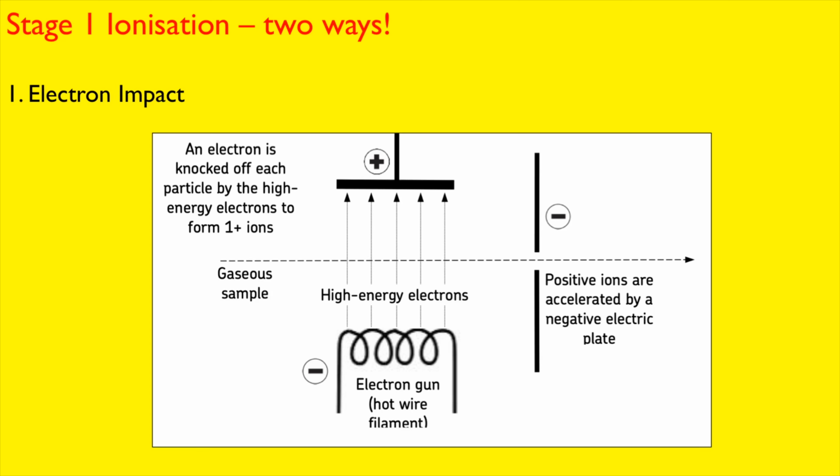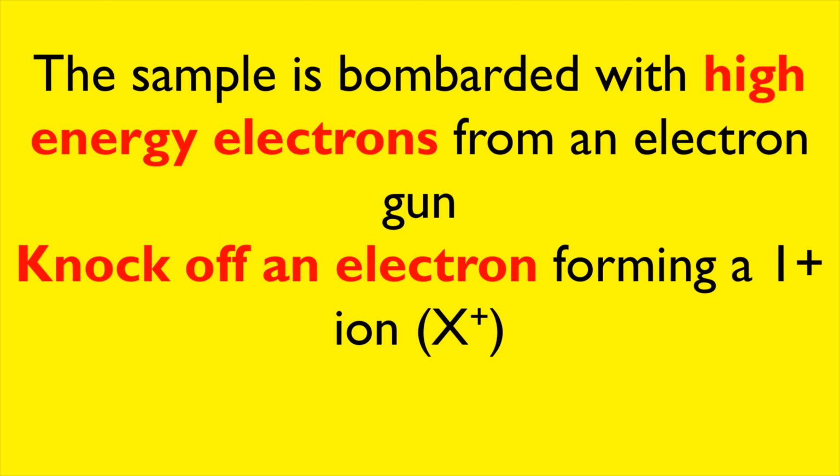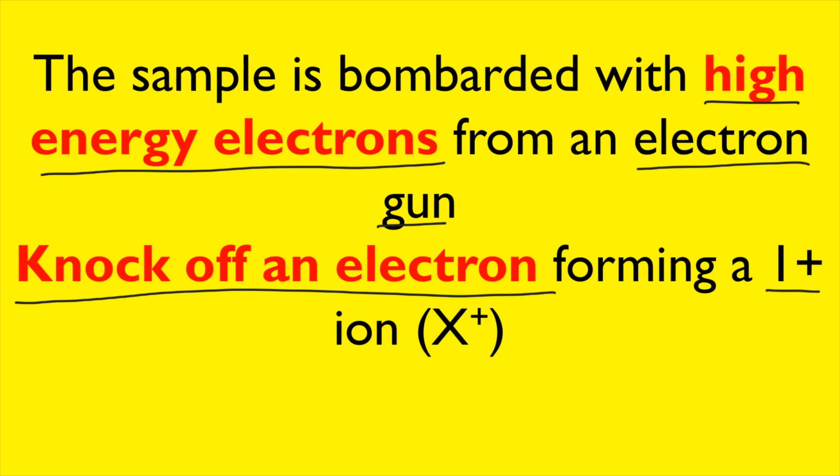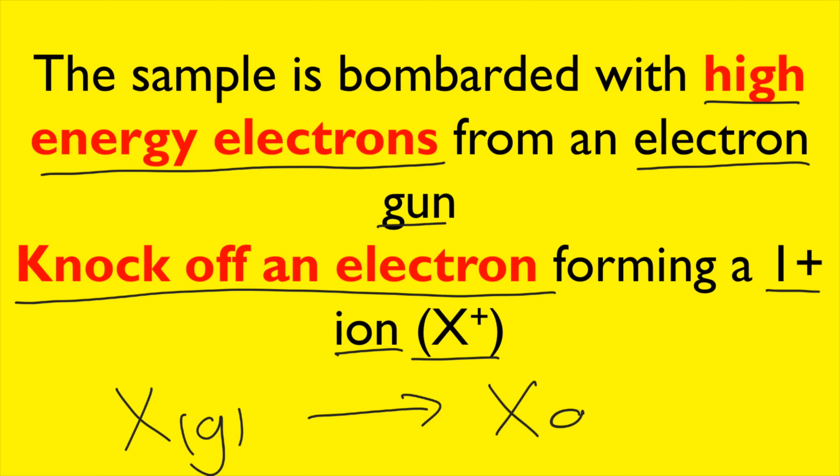Okay, so the first stage is ionization, and there are two ways that we can ionize a sample. The first one is what we call electron impact. This means a beam of high energy electrons is fired at the gaseous sample, and this knocks off an electron. The sample is bombarded with high energy electrons from an electron gun, forming a 1+ ion, X+. The equation that would represent that is: the sample needs to be gas, and it forms X+ gas plus e-.